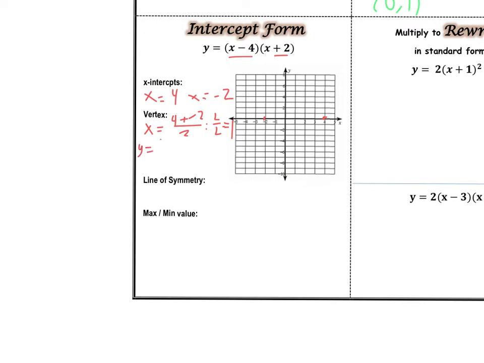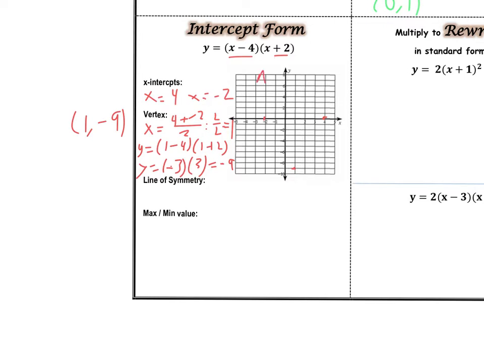So we're going to take that x value and we're going to plug it in for x into the function. So you can see I'm plugging it in for both of those x's. So it's going to be negative 3 times positive 3. So that's going to be negative 9. So my vertex then is at 1 comma negative 9. So that would be graphed down here.